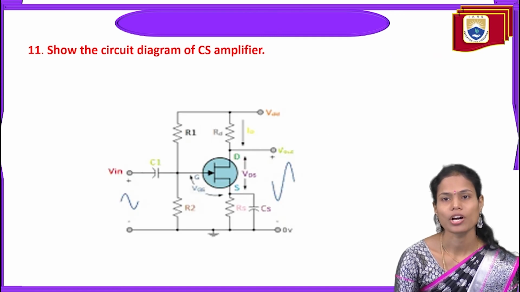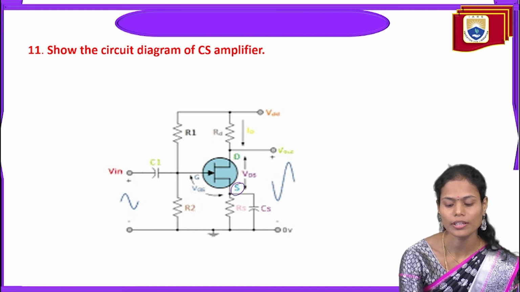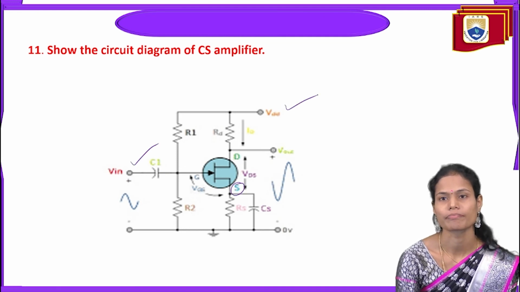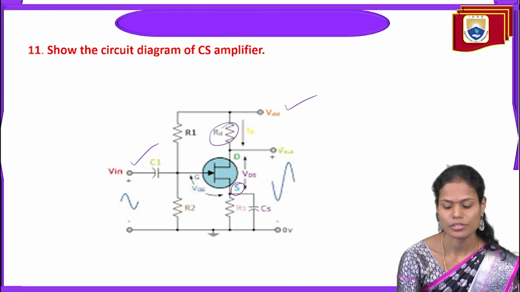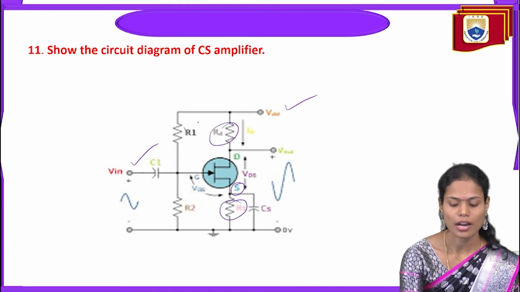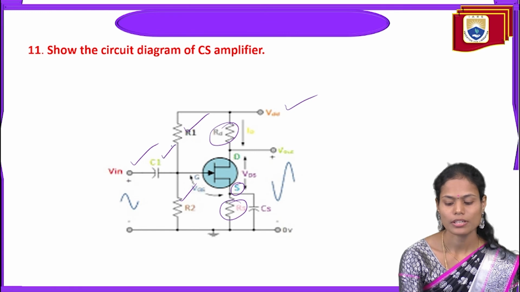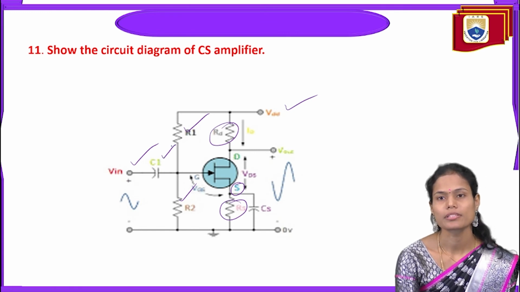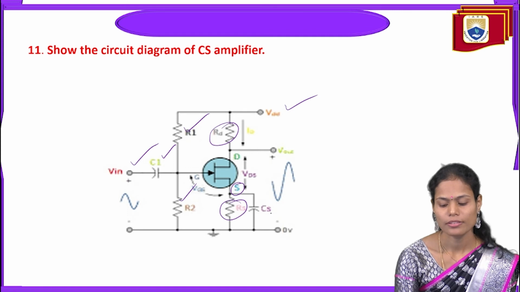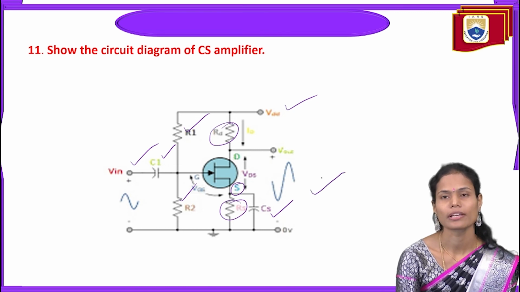Show the circuit diagram of common source amplifier. Common source amplifier means the source terminal acts like a common between the gate and drain terminals here. So here this indicates the drain resistance, this is source resistance, and this R1, R2 resistances are used to provide the required biasing for the amplifier, and this C1 is the coupling capacitor in order to couple the signal to the amplifier circuit, and this is the bypass capacitor in order to bypass the noise signal from the circuit. So this is the circuit diagram of the common source amplifier.